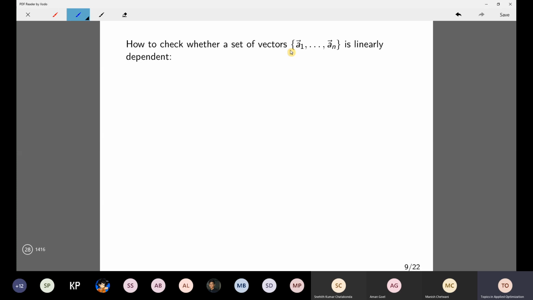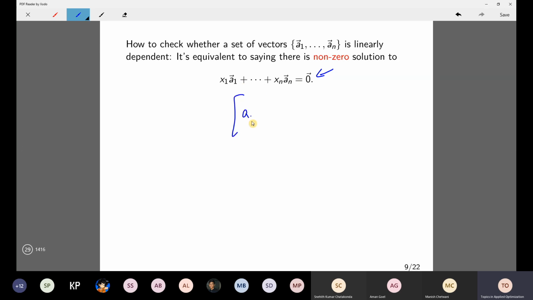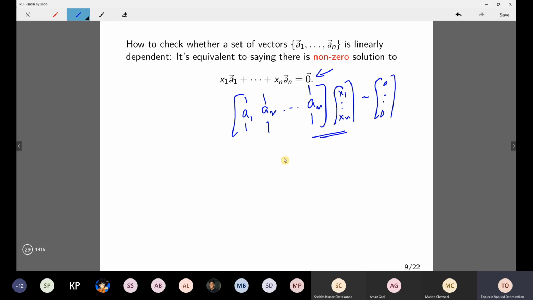Okay, so how to check whether a set of vectors is linearly dependent? Well, as I said, you form the matrix equation like this, with the same argument as before. So this is a1, a2 up to an, and you put these scalar variables x here. And if the solution to this forces you to have x equal to 0, then it's linearly independent.